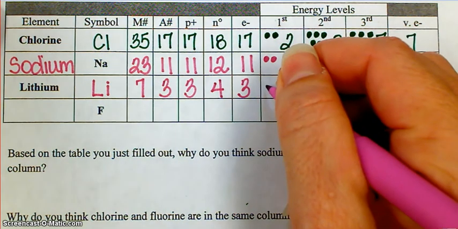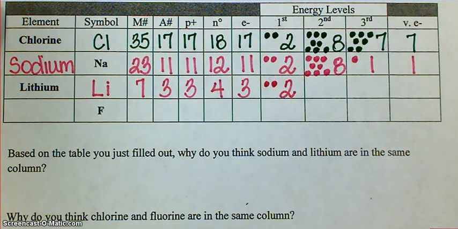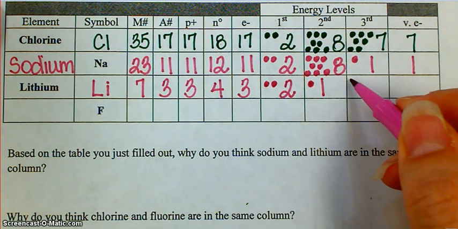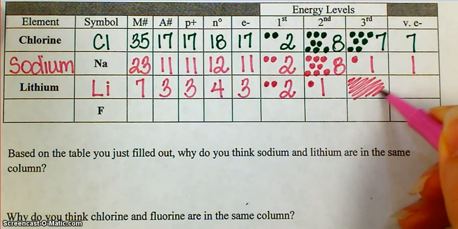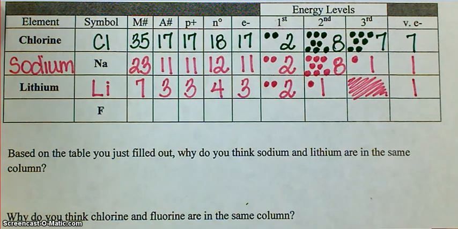Take your 3 electrons and put them in energy levels. 2 can go in the first energy level. 1 will go in the second energy level. Anything in the third? No. How many valence electrons? 1. But Ms. Goff, what about the third energy level? It really just doesn't even exist because we didn't use it, right?